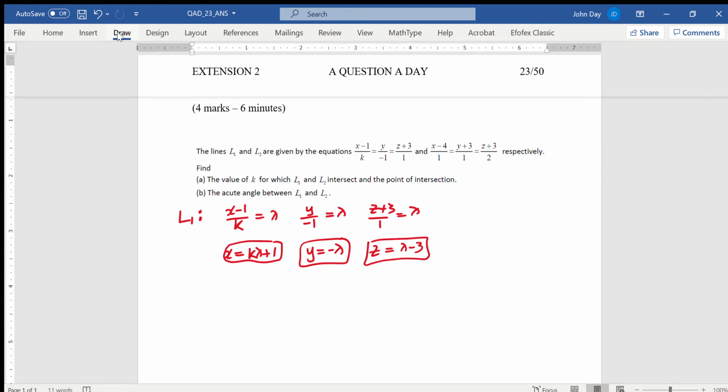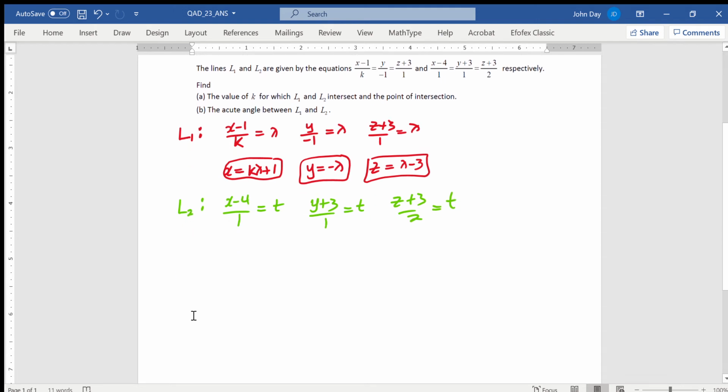Now, the same with line L2. Let's get a different colour pen. L2 says that (x minus 4) on 1 equals, let's say, t. We've got to pick some number. Then (y plus 3) on 1 equals t, and (z plus 3) on 2 equals t. So I can re-express them with their x, y, and z. So x equals t plus 4, y equals t minus 3, and z is equal to 2t minus 3.